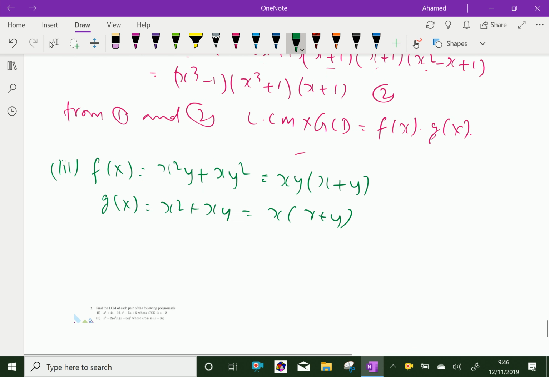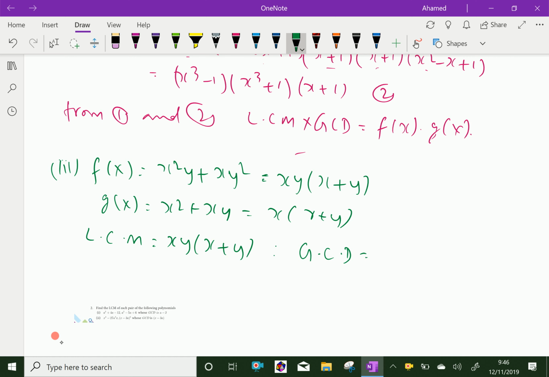Now we'll find LCM. LCM is xy, and x is common so x, y, and x plus y. And GCD equal, the common of both is x as well as x plus y.